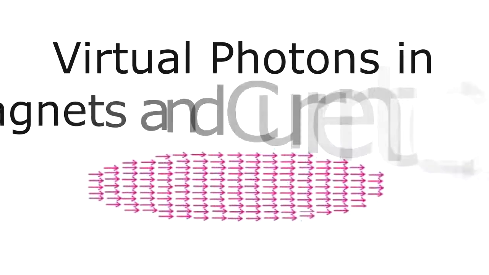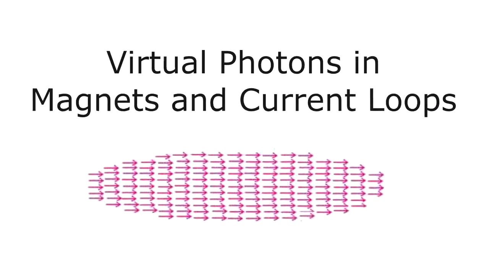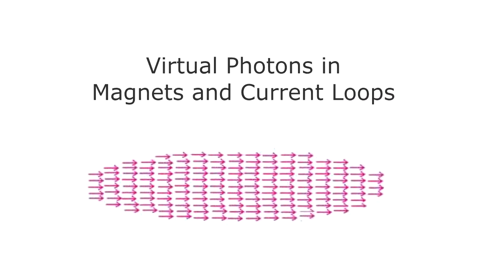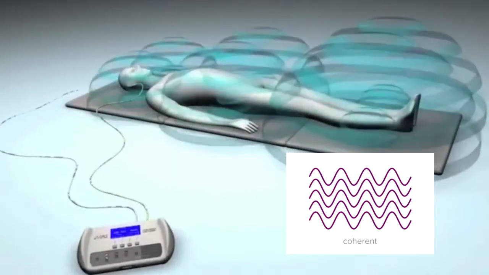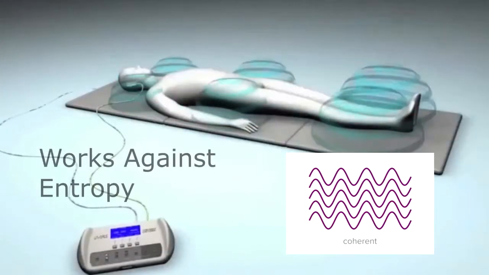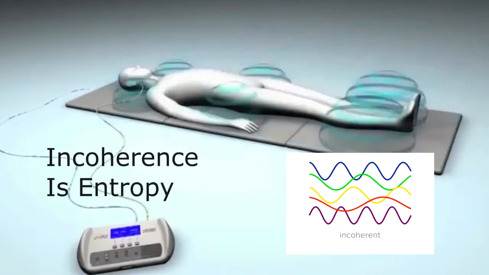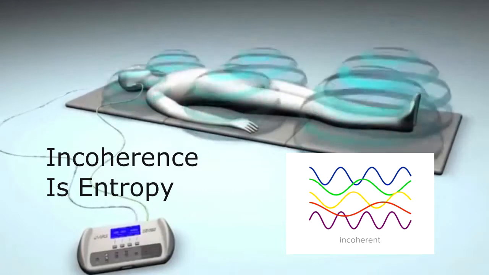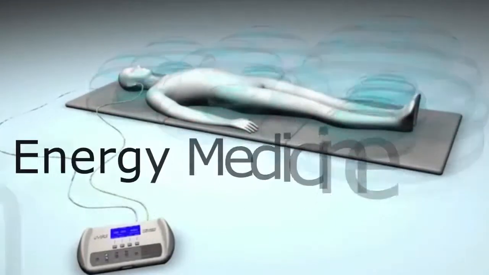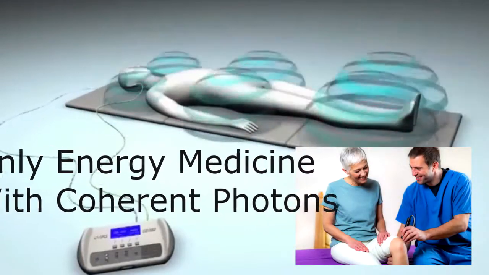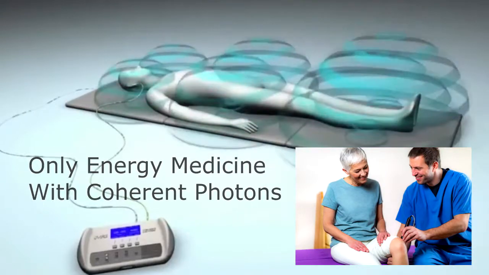The virtual photons in magnets and current loops that give rise to magnetic fields and magnetic forces, they're all lined up in the same direction. So coherent energy is when the energy of the fields is all flowing in the same direction. So coherent energy works against entropy, where incoherent energy or decoherence is entropy. And so the only two forms of energy medicine that have coherent photons are laser therapy and PEMF.